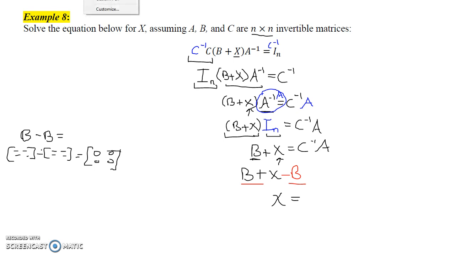Okay, but if I subtract B on the left side of this equation, then I need to also subtract B on the right side. I'm trying to have all my colors match up here. Okay, so x is equal to C inverse A minus B.